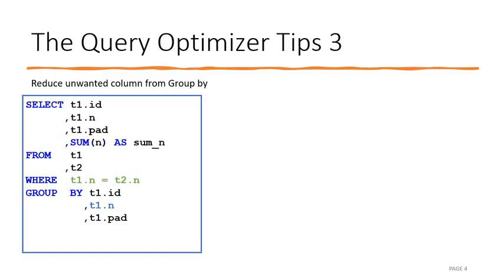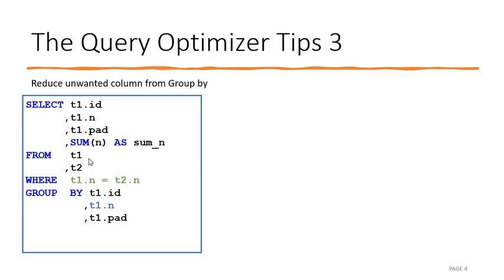So here we have a select statement, and here we are using a group by clause. We are fetching the columns T1 ID, T1 n column and pad column, and we are fetching the sum of the n column.